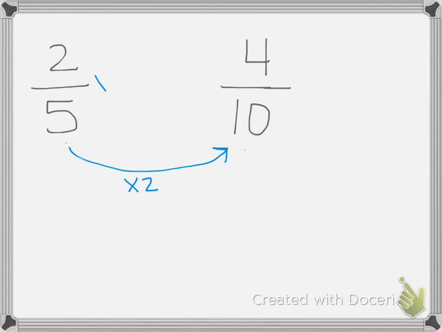So I'm going to multiply the top and the bottom by 2. 2 times 2 is 4. 5 times 2 is 10. Now my denominators are the same, and I can see that these two fractions are equal. They're equivalent. 2/5 is equal to 4/10.